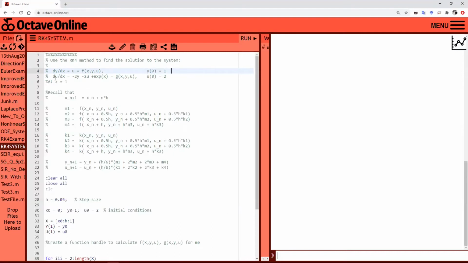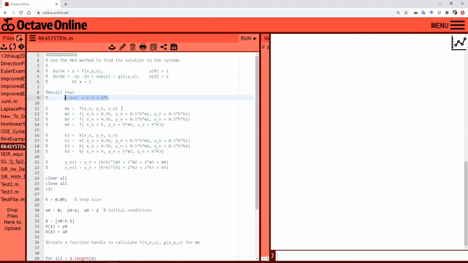Okay, and then we have the second differential equation, du by dx equals this function g, and the function g is negative 2 times y minus 2 times u plus the exponential of x. And again, we have this initial condition on u. When x equals 0, u equals 2. We want to find the values of y and of u when x equals 1. I've also written out the RK4 method here.